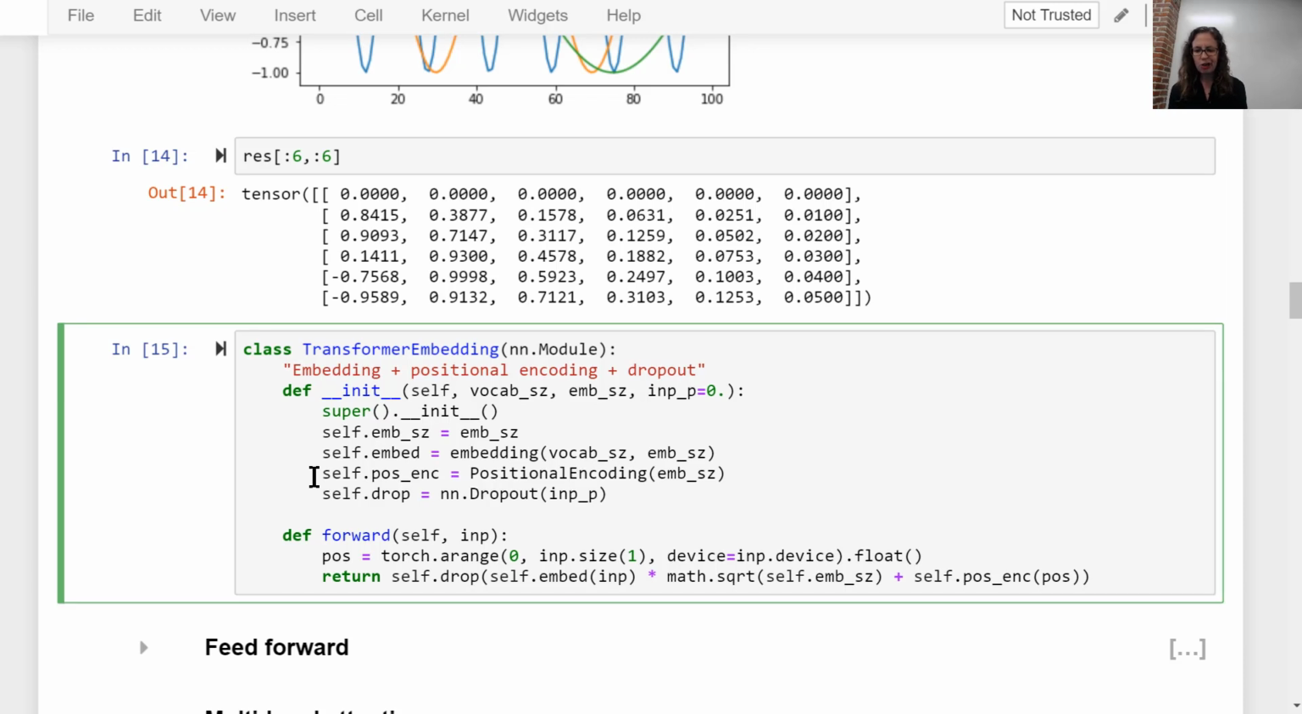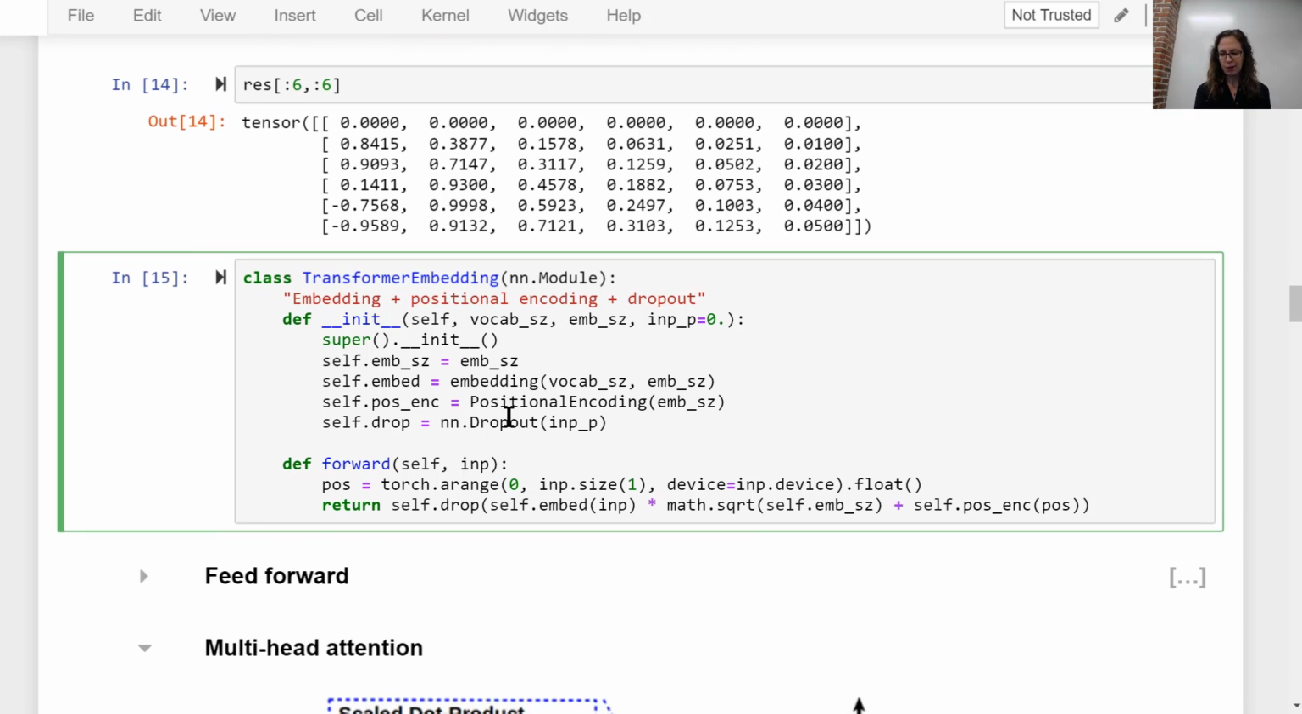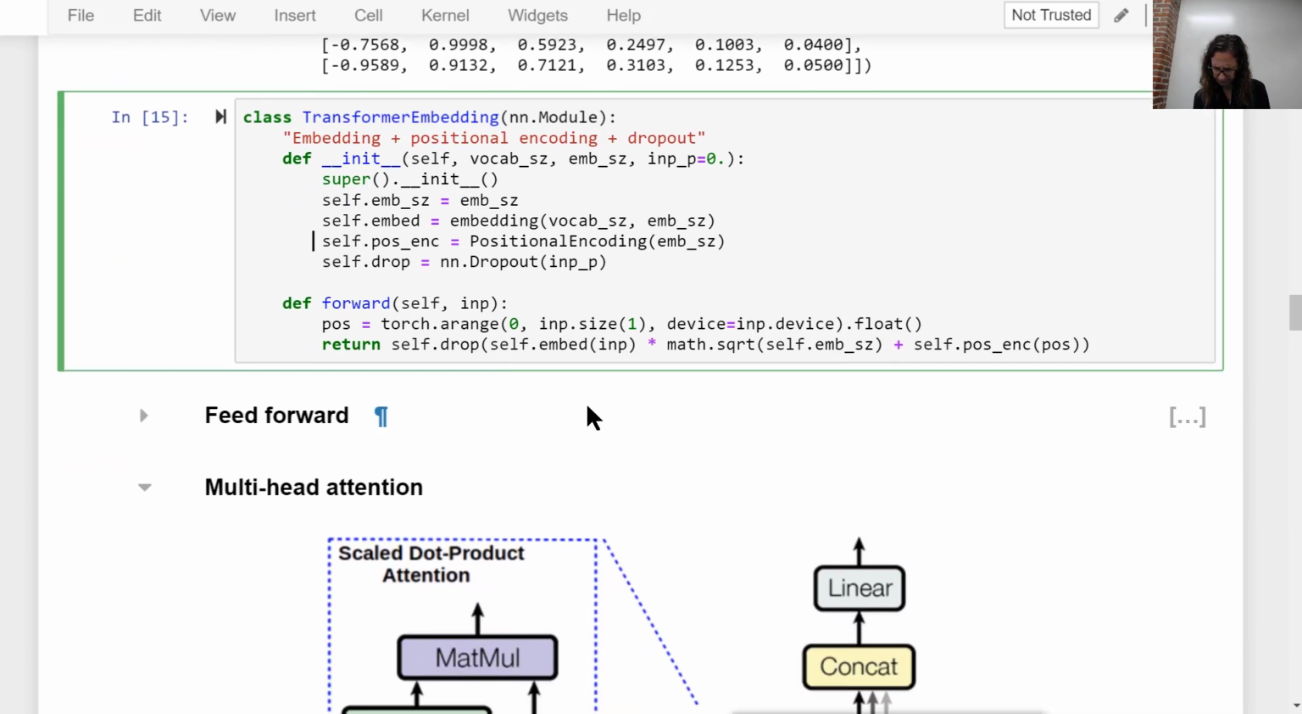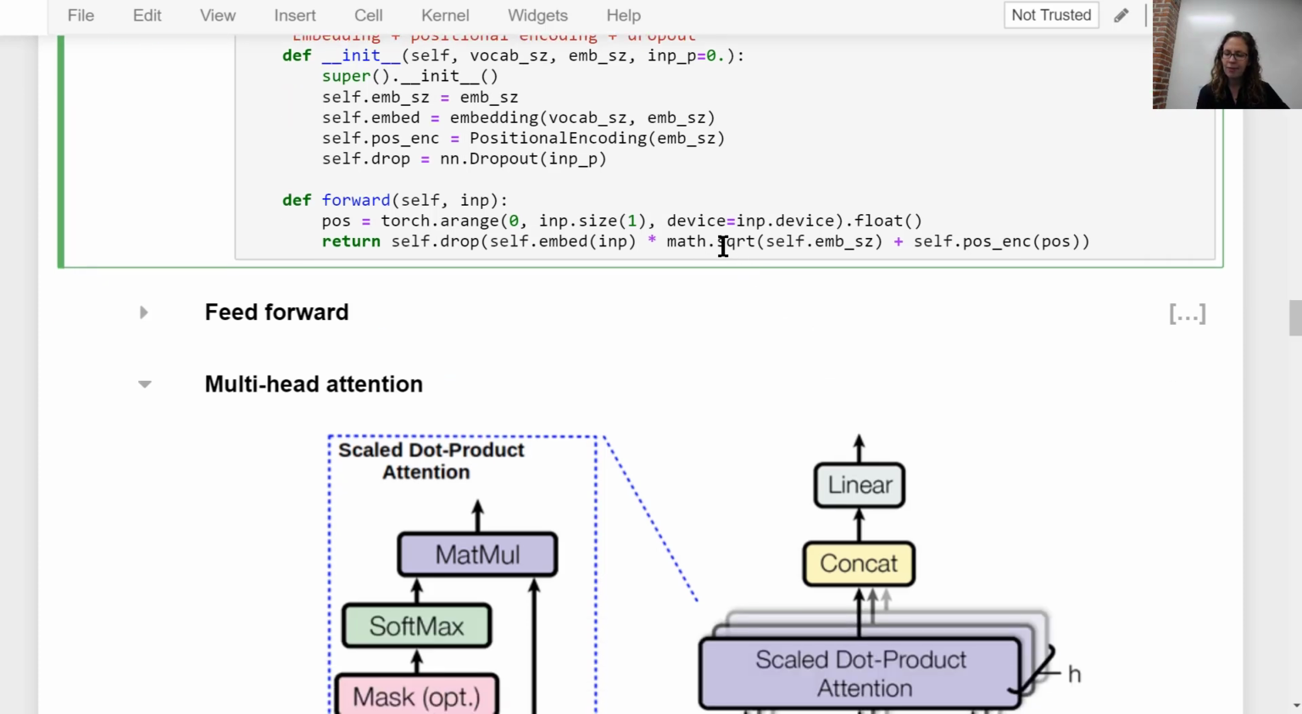And so we use this to create a transformer embedding, which is taking our normal embedding and putting that into the positional encoder. We're also using dropout. And then there's some sort of normalization going on where you're multiplying by the square root of the embedding size. I think that's to give this embedding more proportional weight compared to the positional encoding.